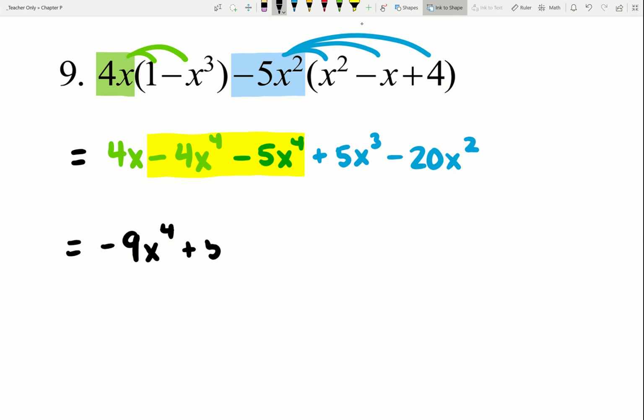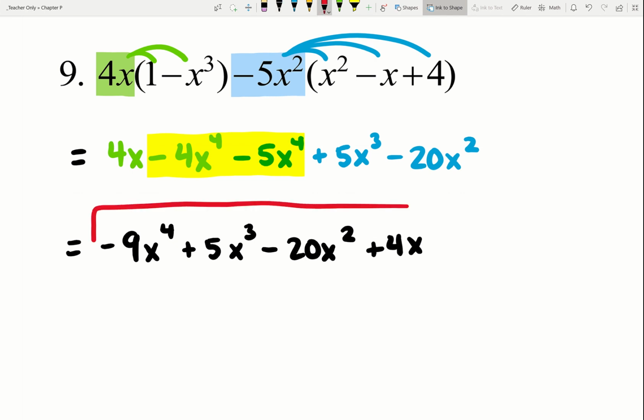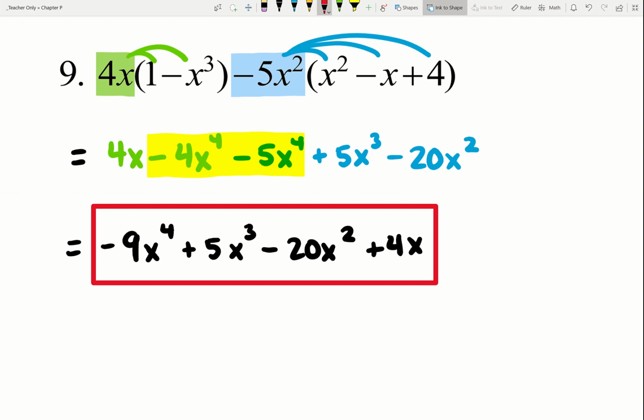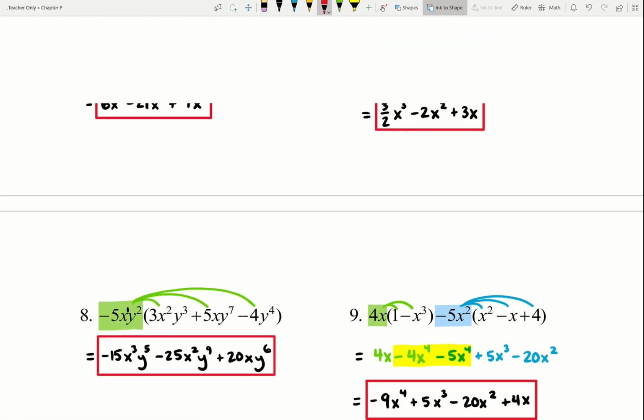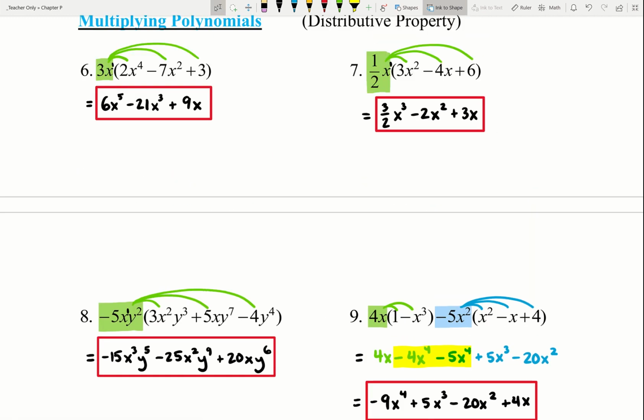So we're going to pick up here with the x to the third term, so plus 5x to the third, minus 20x squared, plus 4x. And there is our final result. So it's the easiest, again, whenever you take a monomial and you multiply it times a polynomial.